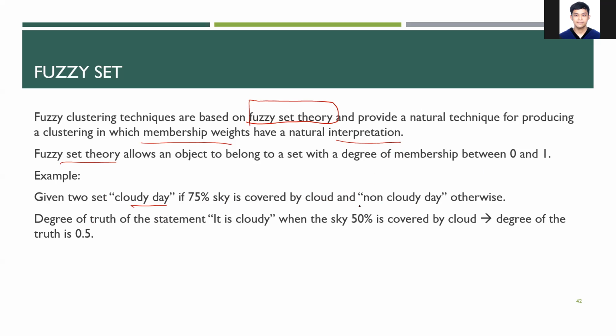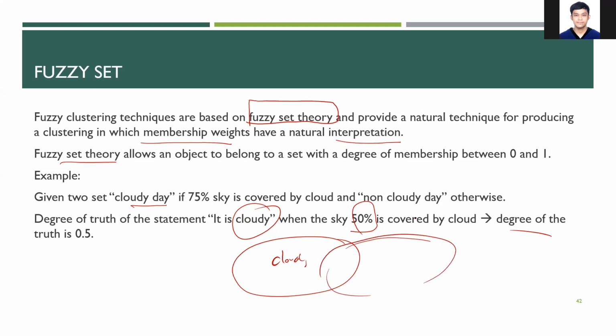So what happens if we have a data point? For example, today the sky is 50% covered by cloud. We can say that today is cloudy, but with a 50% degree of truth. So this is the cloudy class, this is the non-cloudy class, and the data is here, at 50%. Of course, 100% is cloudy, and 0% is non-cloudy.